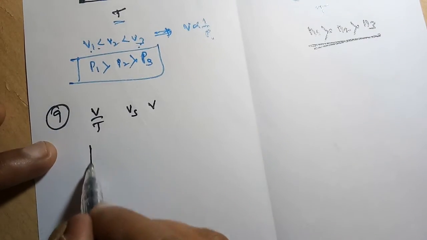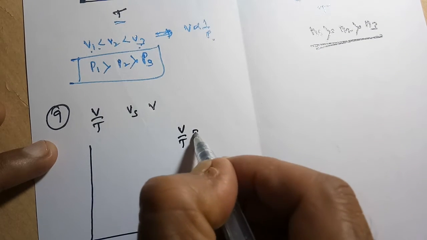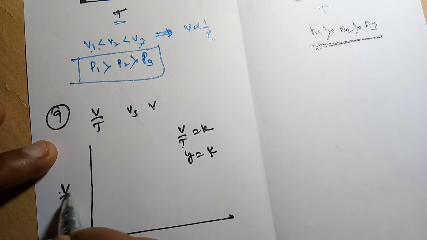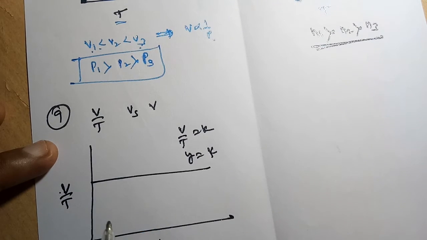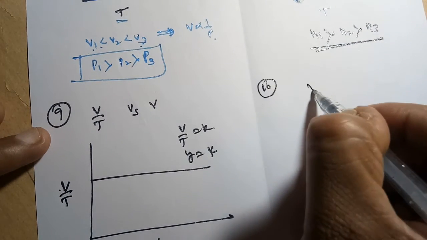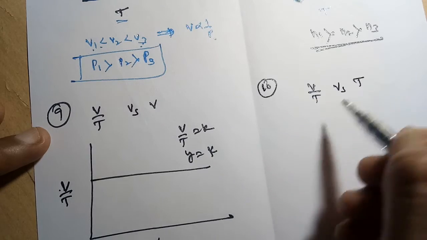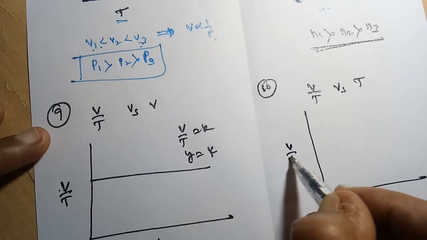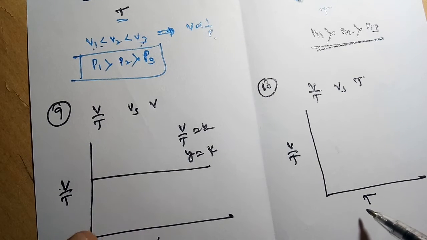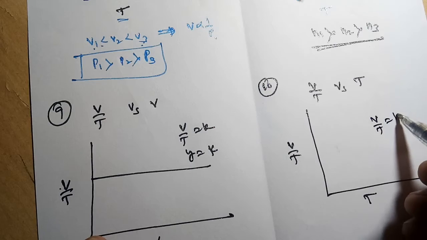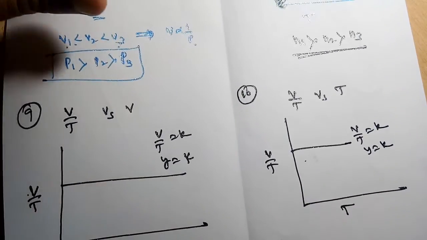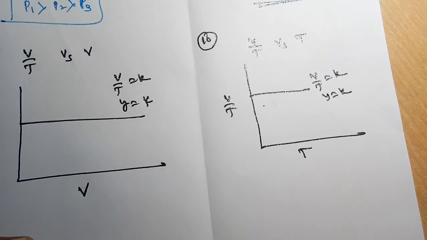Next, V by T versus V. We have V by T is equal to constant, so y is equal to constant, which is parallel to the x axis. Next, V by T versus T graph. Whatever we take on the x axis, T or V or P, it will not depend. V by T is equal to constant, so y is equal to constant, parallel to the x axis.